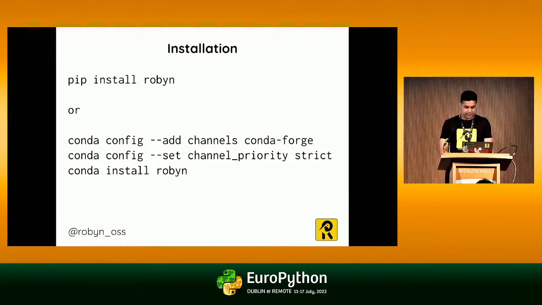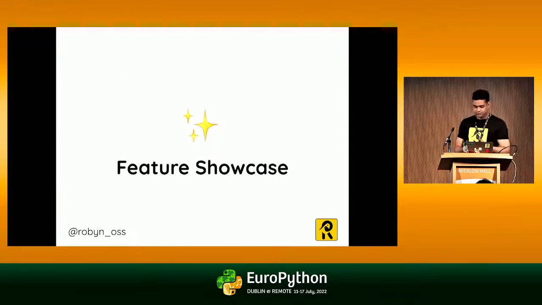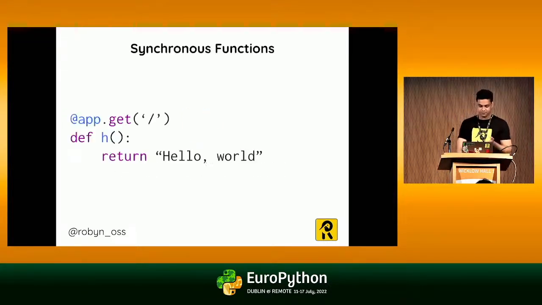Now coming to the usage, you can simply do a pip install Robyn or install it via Conda. You do not need to have Rust installed on your machine. Now we have a little feature showcase to get you folks excited.